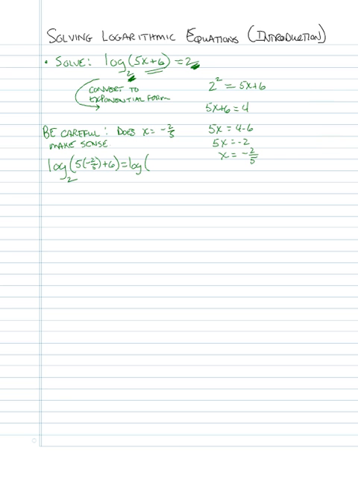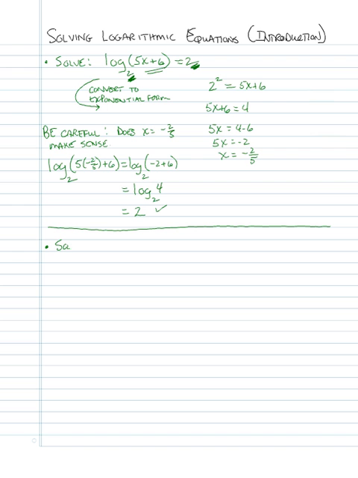5 times -2/5 is -2. So we have -2 + 6 here, base 2. And -2 + 6, of course, is 4. And so we're kind of saved here, because -2 + 6 is 4, and 4 is a positive number, so it makes sense to use an x value of -2/5. In fact, we could go further here and say, oh, I know the logarithm of 4 base 2 is 2, and that's what we were supposed to get, isn't it? So we've actually checked at the same time.